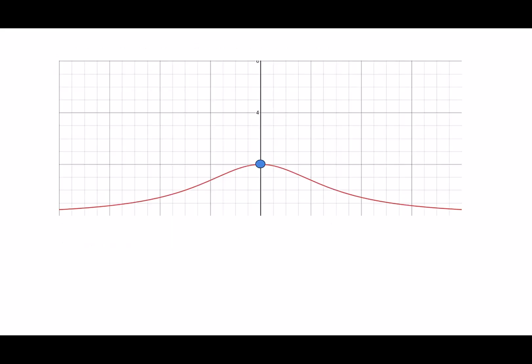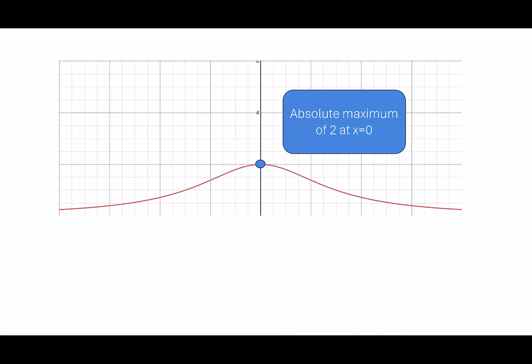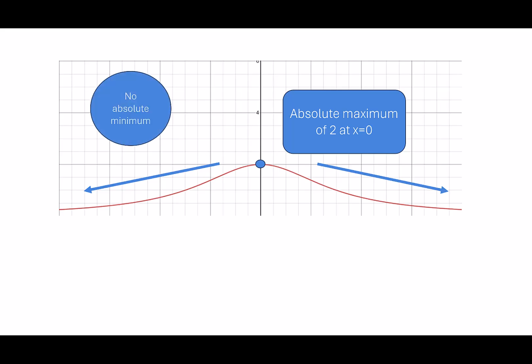In our second graph, we can see we have an absolute maximum of 2 when x is equal to 0. This time the right side and left side of the graph goes down. As it goes down, it doesn't go to a lowest point, so we say there's no absolute minimum for this graph.